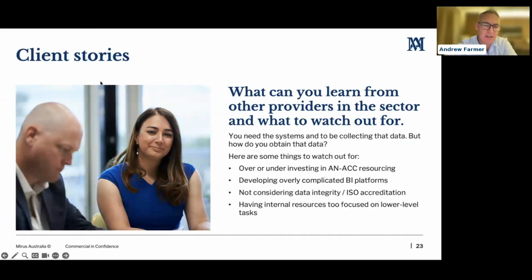Thanks for that. Just in the interest of time, I'll touch on a few of these. Certainly these slides will be made available, but there definitely is quite a variety of things happening in provider land. There are a number of approaches, but what we collected clearly shows some of the issues becoming apparent, such as whether you're over or under investing in your resourcing for AN-ACC. There's a lot of variation there.